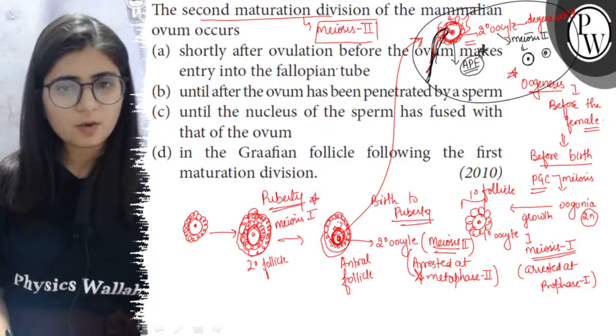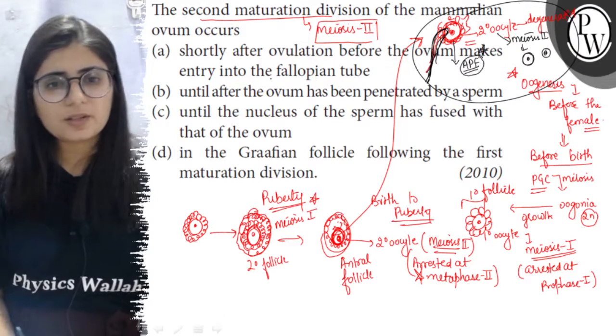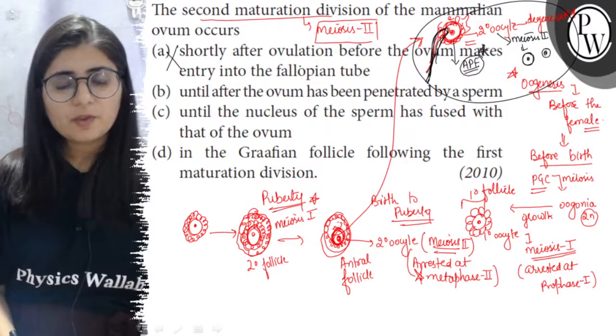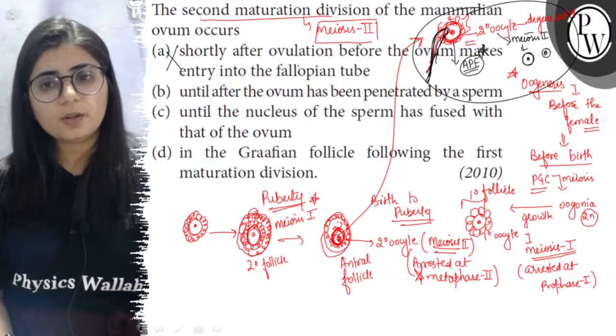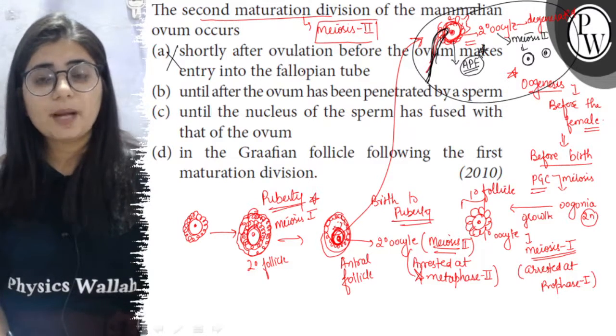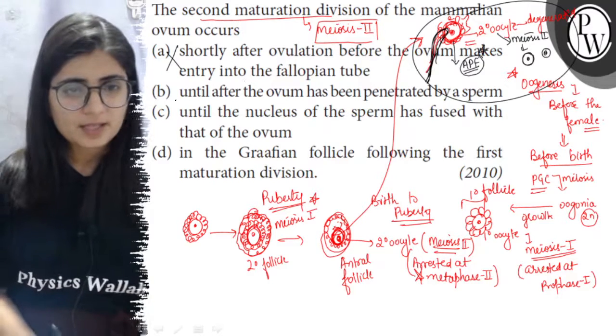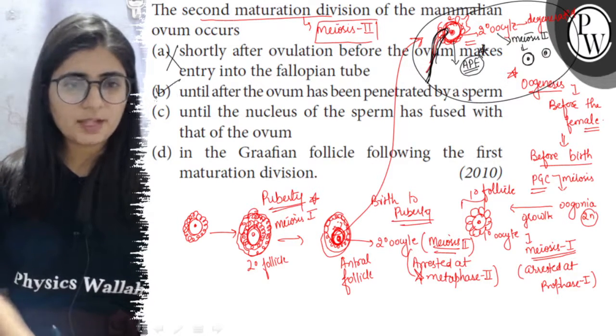So let's see the options now one by one. First is shortly after ovulation, before the ovum makes entry into the fallopian tube. No, this is not true, because it will complete its meiosis II after entering into the fallopian tube, only when it is penetrated by a sperm. Next is until after the ovum has been penetrated by a sperm. So this is very true.